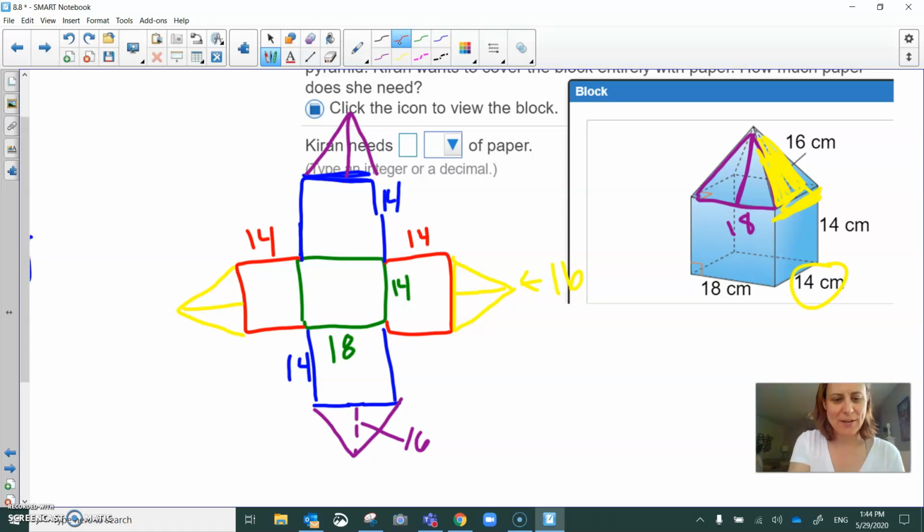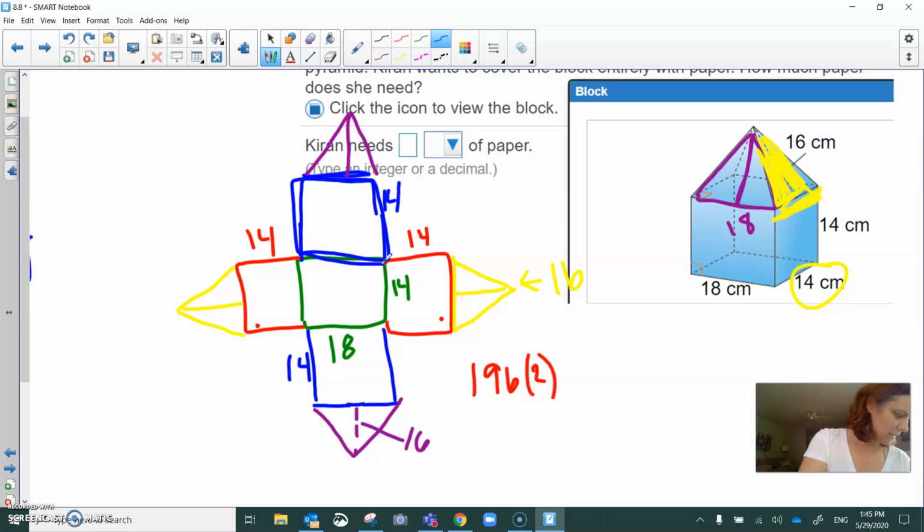All right, so let's do some math here. Let's do our rectangles first. This red one and this red one are both 14 times 14. I think 14 times 14 is 196. Yep. So the two red ones are 196. What if I wrote it like this? Would that be okay? And then the blue ones are 18 times 14. 18 times 14 is 112. So we have two of them that are 112.